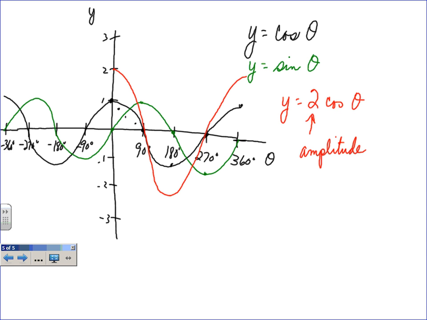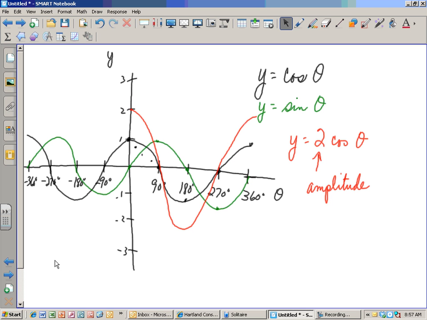And the period, 360 degrees. Do you think I can do a horizontal compression and push that in to where it's going to be up and down real quick like that? Sure. Yeah, we can. Let me show you how to do that.